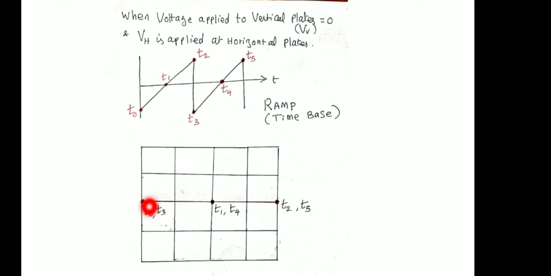Now again from T3 to T4, look at the ramp signal. From T3 to T4, it increases from negative towards 0. Hence the luminous spot again moves from the left extreme to the center point. Now at T4 the ramp signal voltage is 0, hence the luminous spot appears at the center. Now from T4 to T5, again look at the ramp signal. It increases towards the positive voltage, hence the luminous spot also moves to the right extreme point.